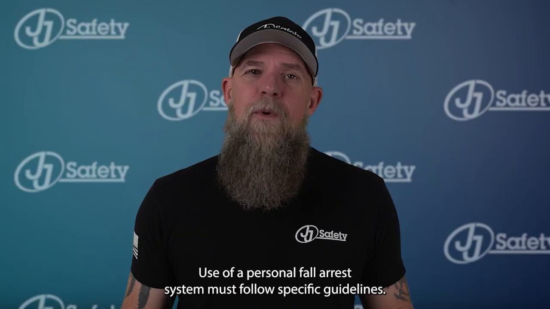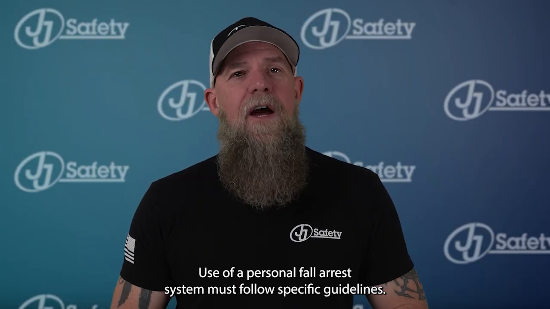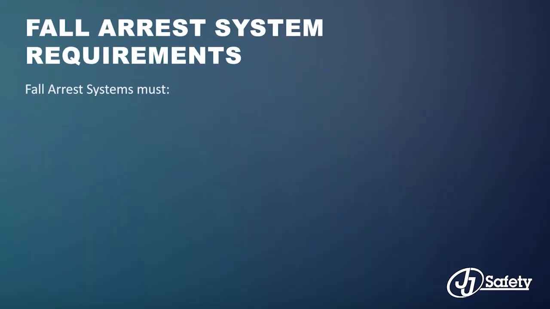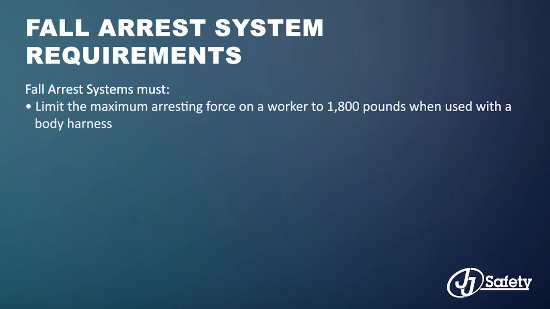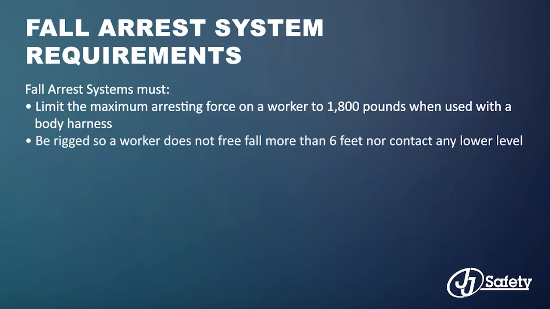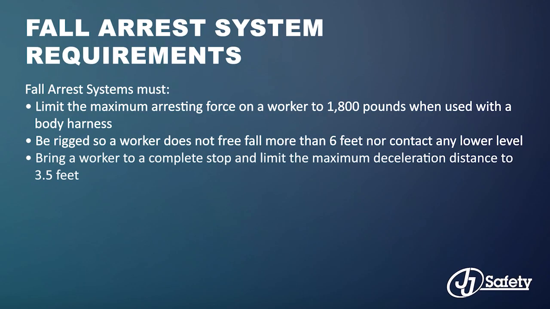Use of a personal fall arrest system must follow specific guidelines contained in 29 CFR 1926.502. Fall arrest systems must limit the maximum arresting force on a worker to 1,800 pounds when used with a body harness. Be rigged so a worker does not free fall more than 6 feet nor contact any lower level. Bring a worker to a complete stop and limit the maximum deceleration distance to 3.5 feet.